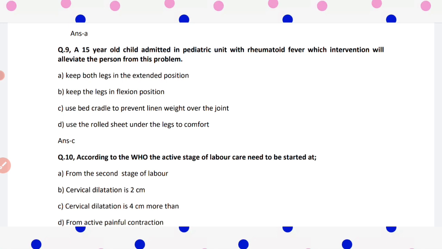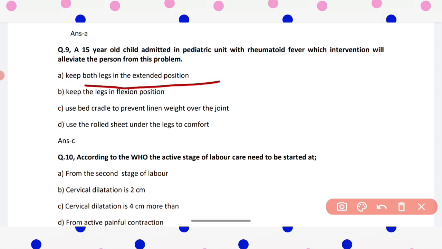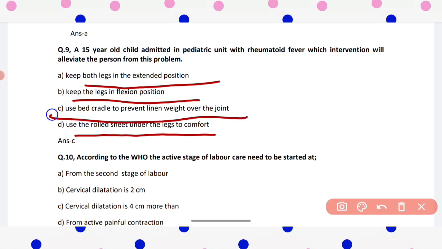See, in rheumatic fever, all the joints of the patient will have severe pain. So in order to alleviate the pain, we can use the bed cradle to prevent the leaning weight over the joint. Obviously, keeping both legs in the extended position, keeping the legs in the flexion position, or using a rolled sheet under the legs to provide comfort will not alleviate the problem of the patient, whereas using a bed cradle to prevent the weight over the joint will prevent the pain of the patient. So here the right answer is option C.